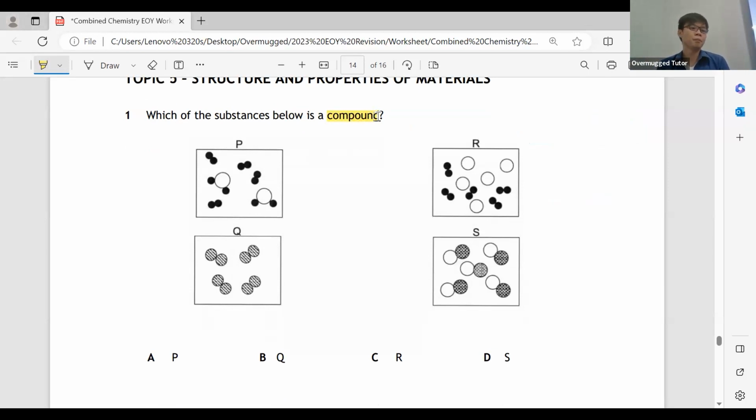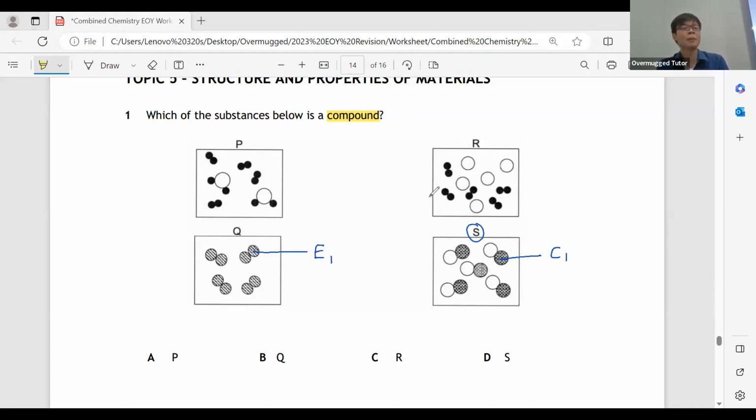Compound. Okay, let's see. Answer will be S. You can see that this thing consists of two different types of atoms. This is the same type of atom, so this is considered an element.